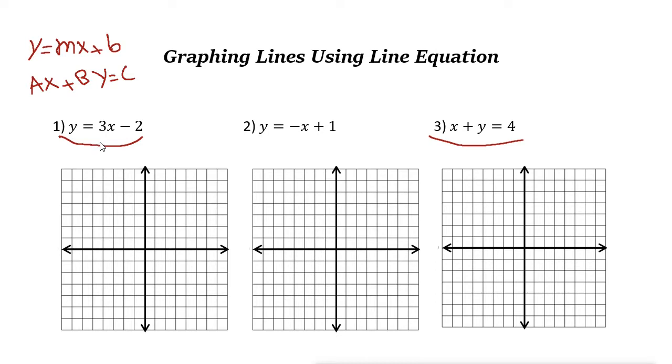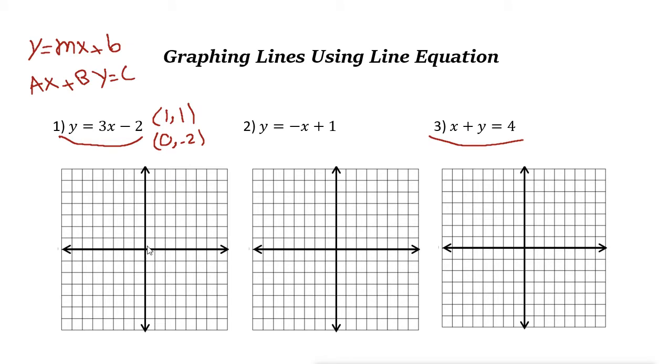So let's graph this one. You need to find 2 points. Let's find the first one. If you plug in 0 for x, 3 times 0 is 0, minus 2 is just negative 2. So 0 for x and negative 2 for y. Another example, let's plug in 1 for x. 3 times 1 is 3, minus 2 is 1. So y is also 1. So the points are (1, 1) and (0, -2).